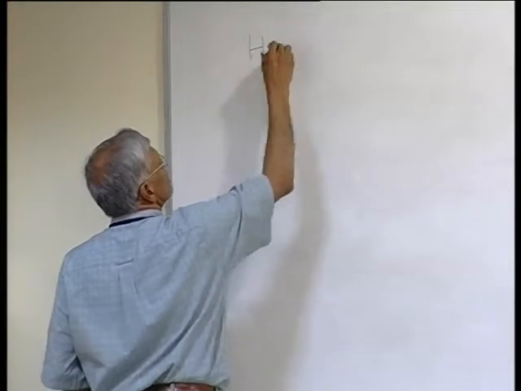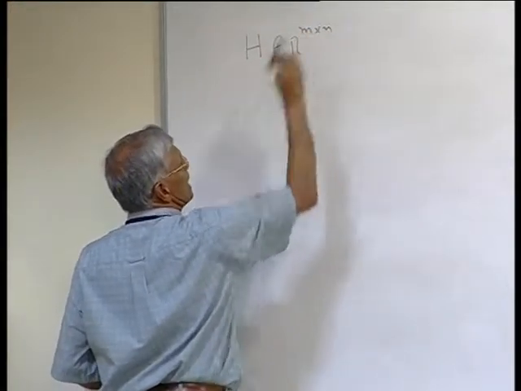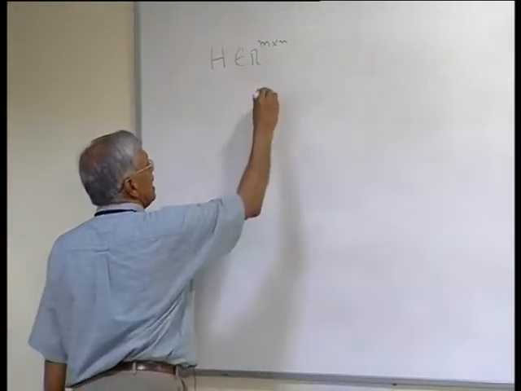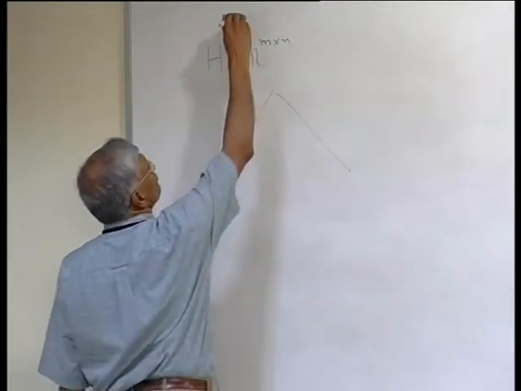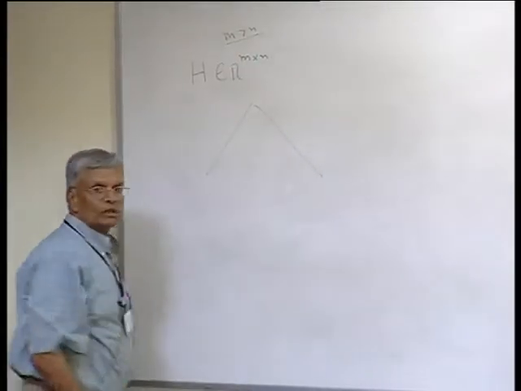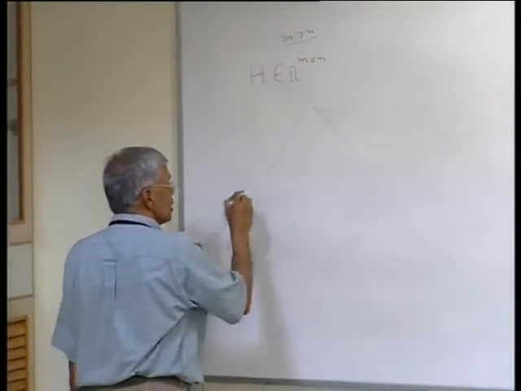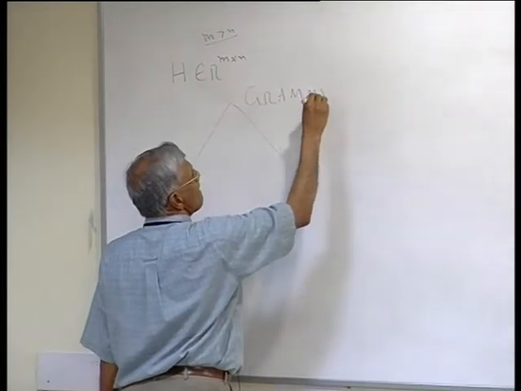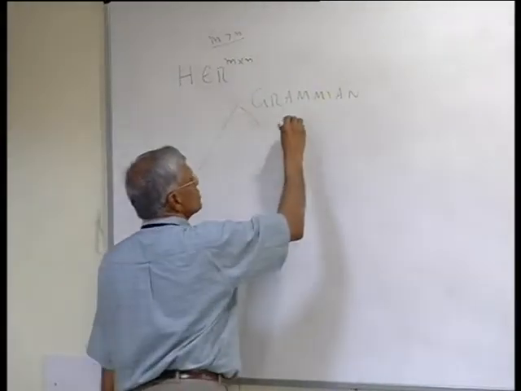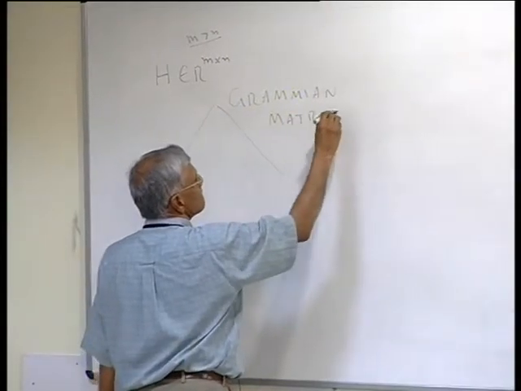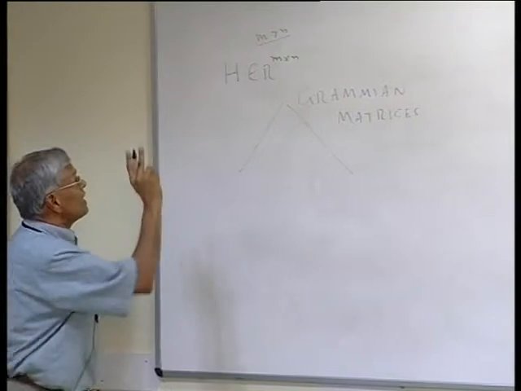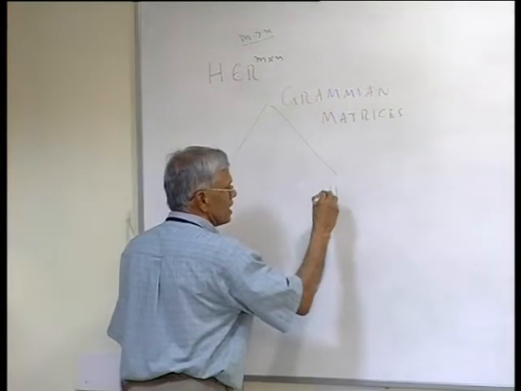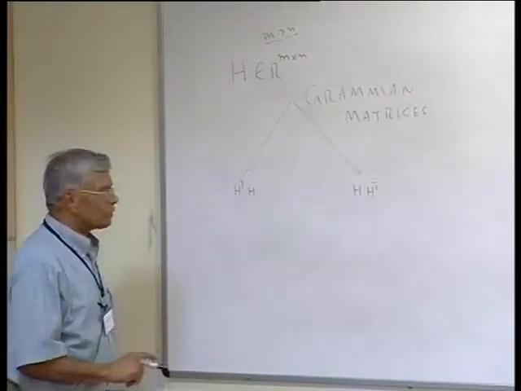H belongs to R m by n. Given H belongs to R m by n, I can create two sets of matrices, and let us assume m is greater than n, without loss of generality to start with. I am going to define what's called Gramian matrices. Given a rectangular matrix, there are two Gramians. One is H transpose H, another is H H transpose.